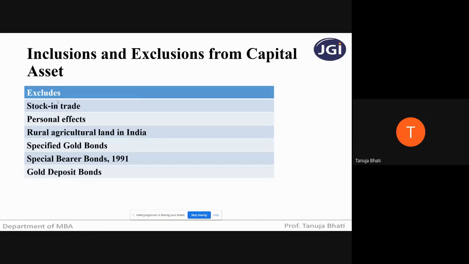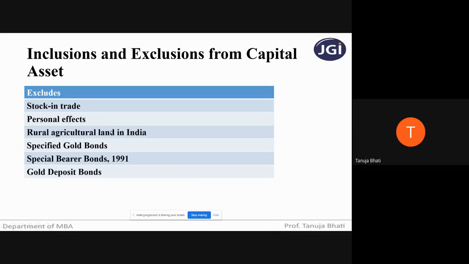So personal effect means only movable property held for personal use by the assessee and his dependent members, but excludes jewelry, paintings, drawings, sculptures, any piece of art. So understand, students, each exclusion you are supposed to understand in order to know whether it is liable to tax under capital gains or not.